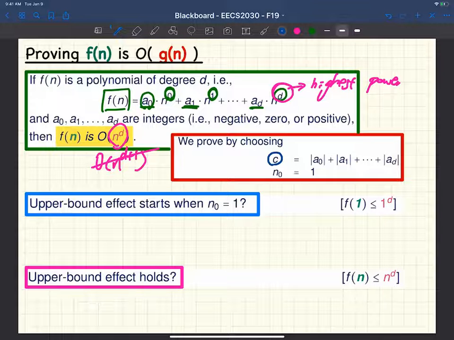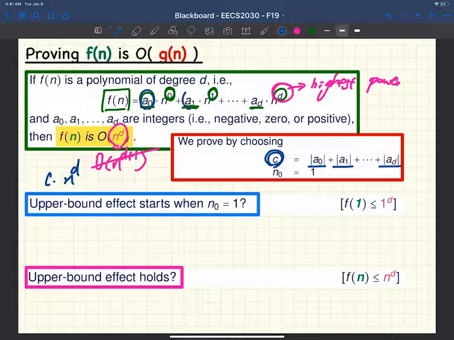For example, somehow get C times n to the power of d, right? That's what you're going to do. Okay? That's something we're going to do over here. And then you want to say also, how to calculate a multiplicative constant? It's going to be the absolute value for every multiplicative constant over here. The absolute value for A0, the absolute value for A1, the absolute value for AD.